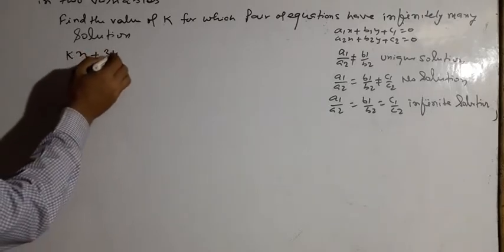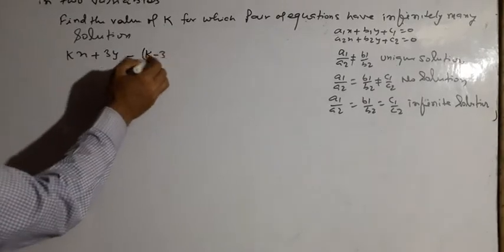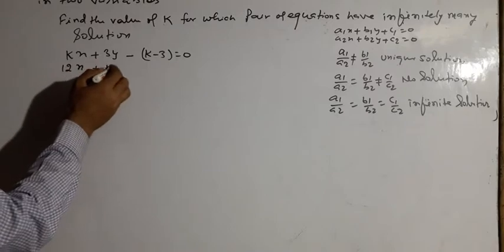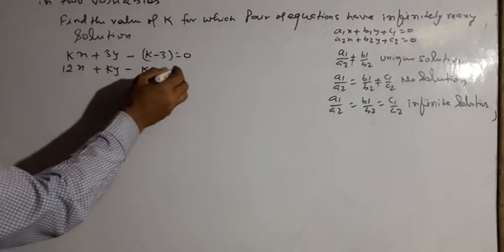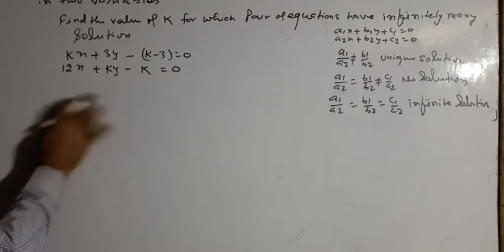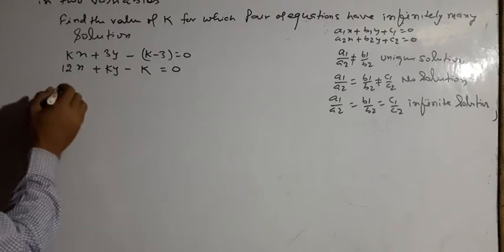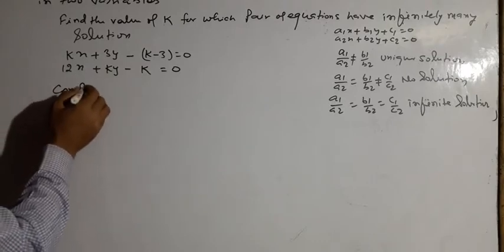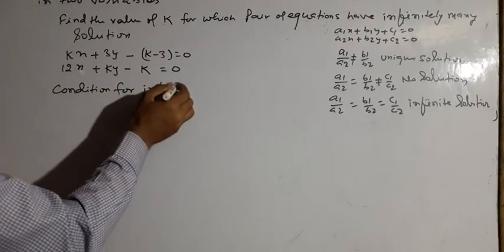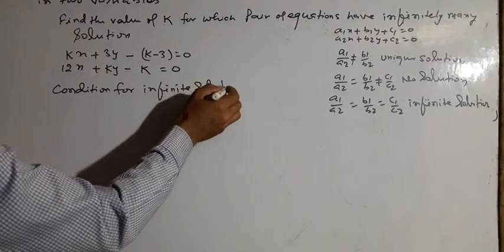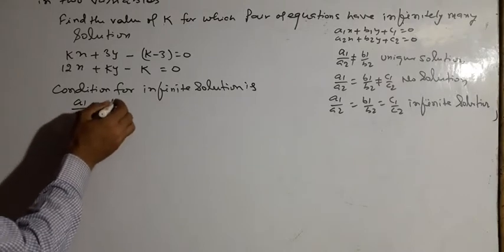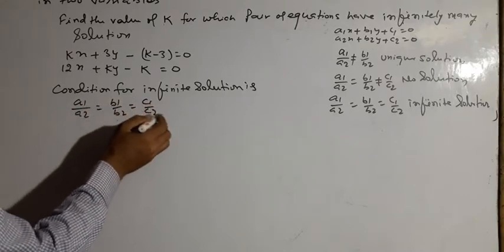kx plus 3y minus k minus 3 equal to 0. 12x plus ky minus k equal to 0. For infinite solution, we can write the condition. The condition for infinite solution is a1 by a2 equal to b1 by b2 equal to c1 by c2.